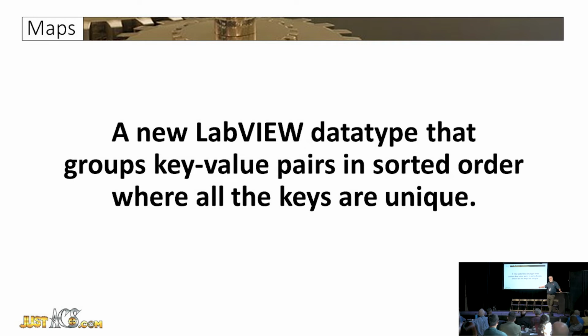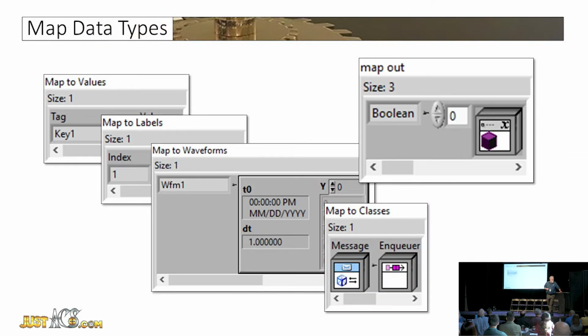We still get that in maps with an added and very important benefit, which is that maps can be any data type. The key and the value both. So I can have a map that maps a key string to a value number. I can have my key be a number and map it to a string, which is very, very different from an array in a very important way that I'll mention shortly.